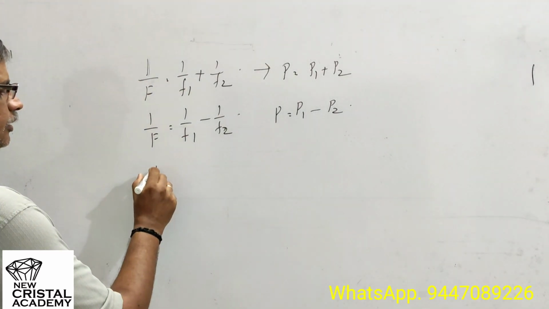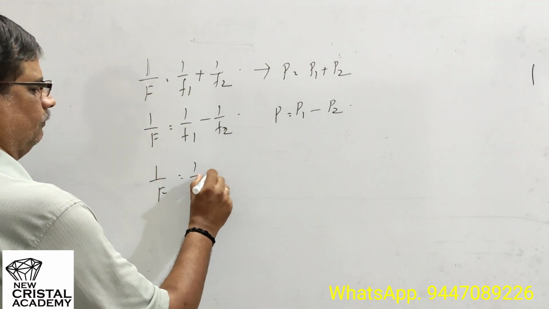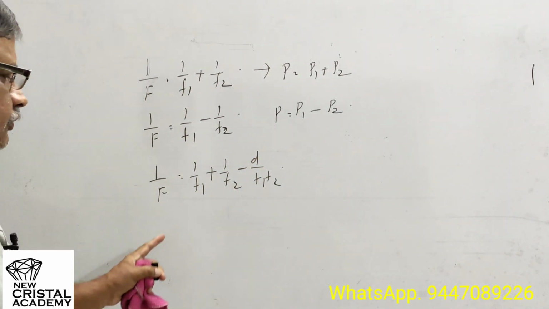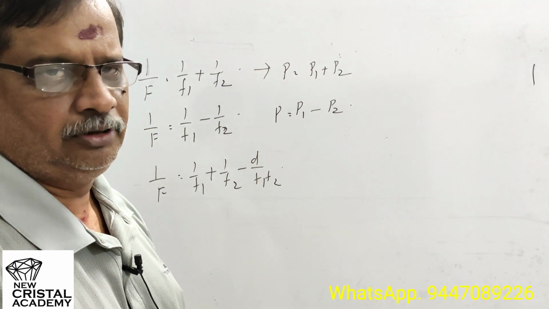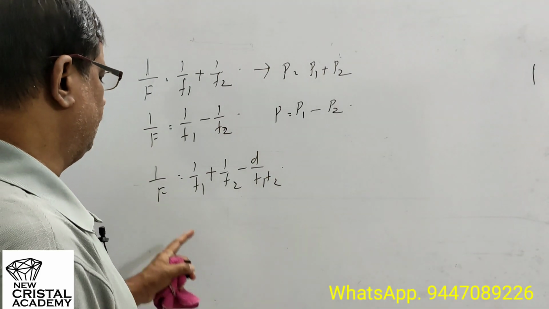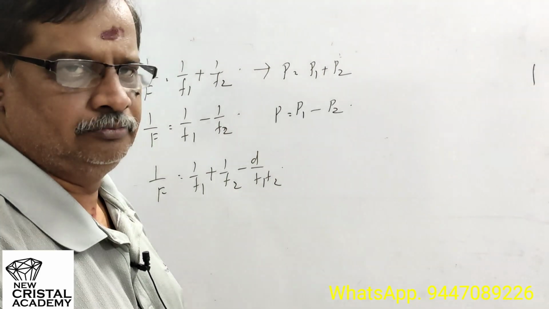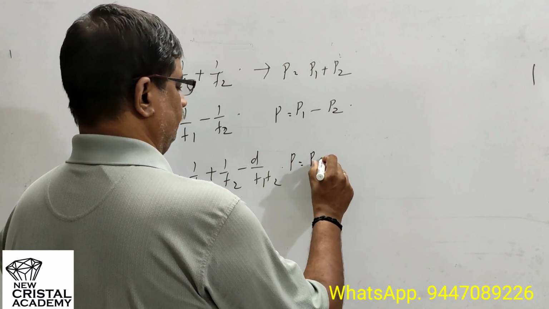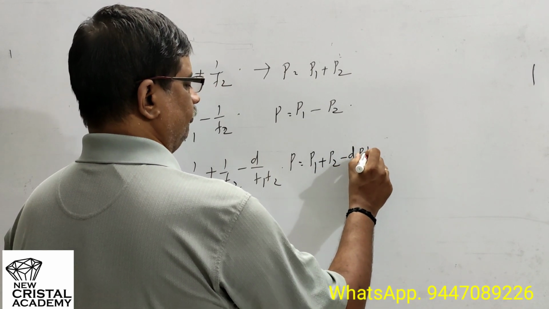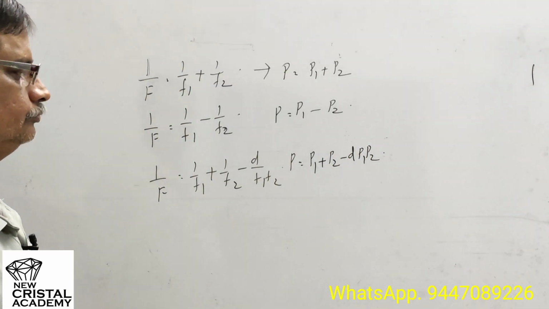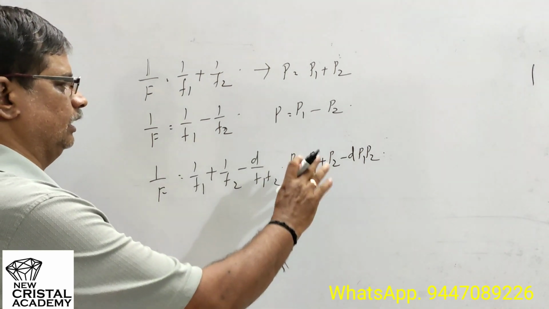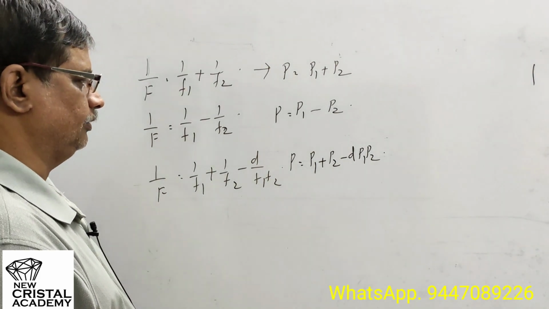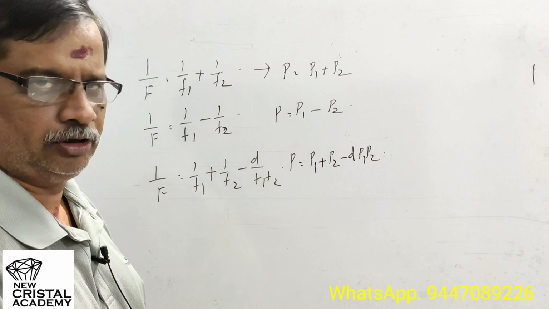Now when the lenses are separated by a small distance, the formula will be 1/f = 1/f1 + 1/f2 - d/(f1 f2). Remember, this formula is valid only if the incident beam is a parallel beam of light. Only for a parallel incident beam can this formula be applied. And the formula for the effective power can be written as P = P1 + P2 - d P1 P2. So these are the formulae for calculating the effective focal length and hence the power of a system of two lenses when they are kept in contact and also when they are separated by a small distance.